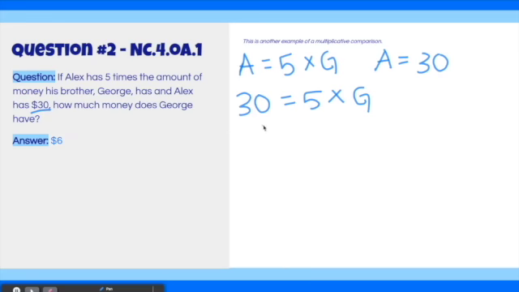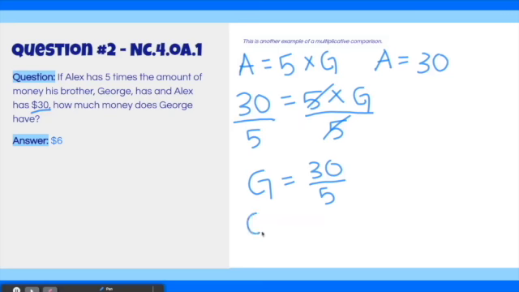So now to solve this equation, we would have to separate G from the rest of the equation. And to do that, you do the opposite of what is being done to G. So in this case, we're multiplying G by 5 to get 30. And the opposite of multiplication is division. So we divide this by 5 and this by 5. What that does is cancels the 5s out on this side. So now George has 30 divided by 5. And once you simplify that, you get that George has $6. Okay, so moving on to the next question.